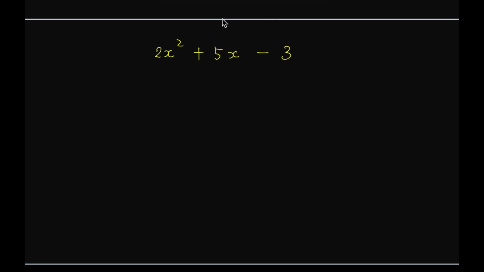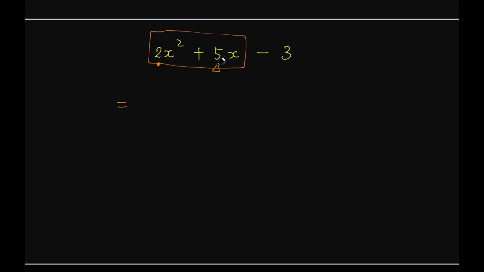Now let's look at one more question. If we have 2x squared plus 5x minus 3, we can see this one is not monic because the coefficient of x squared is 2. And then we are going to convert it to the monic one. How can we do this? Same, focus on 2x squared and 5x, so there are two terms with x squared and x.